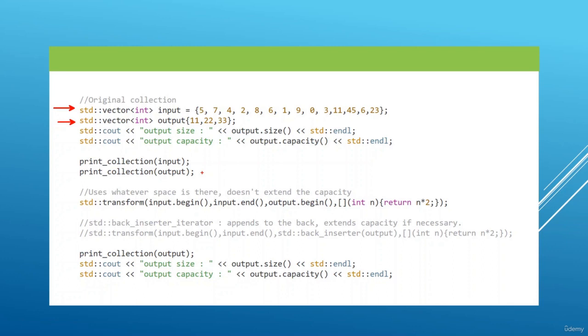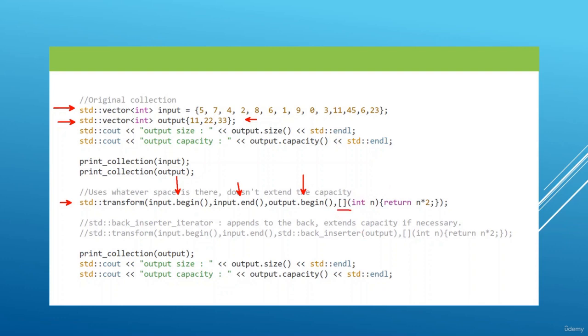This is something we can do. So we can say std::transform. We're going to specify the input range, and that's going to be our input collection. We specify the beginning iterator and the end iterator. And then we're going to specify where we're going to be writing the output of this transformation. We're going to write the output starting at the beginning iterator of our output collection, which is this little guy here.